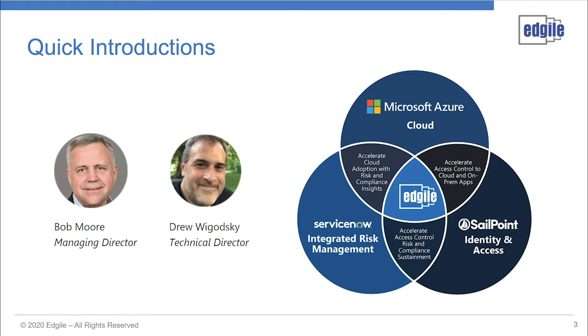So let's start with some quick introductions. My name is Bob Moore. I'm a managing director with Edgile. I have a dual role here. Most of the time I'm doing project work in the Microsoft practice that we have. It's about 65, 70 people, and I work on the Southeast and in the East. But I'm also the co-manager of our Microsoft channel.